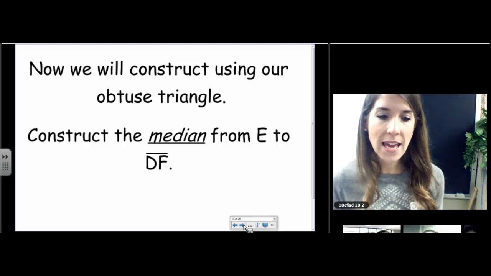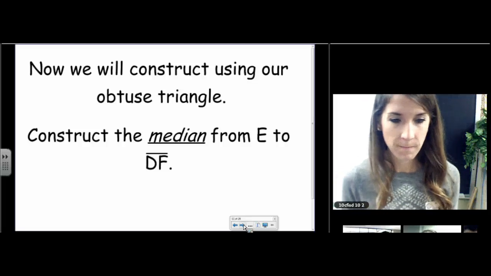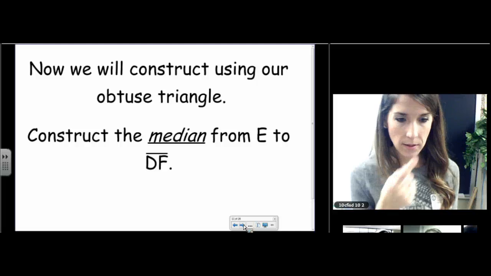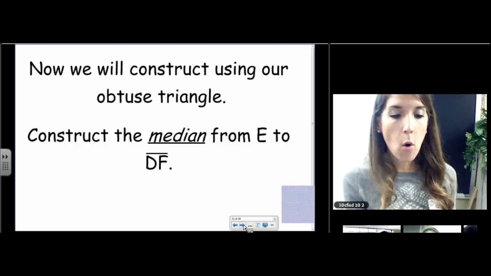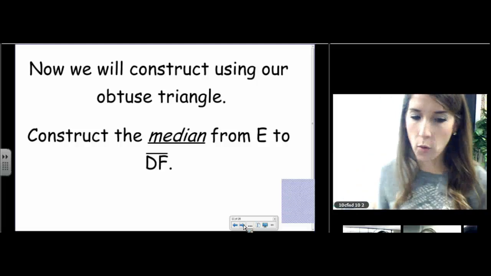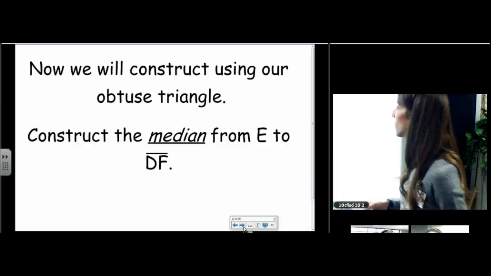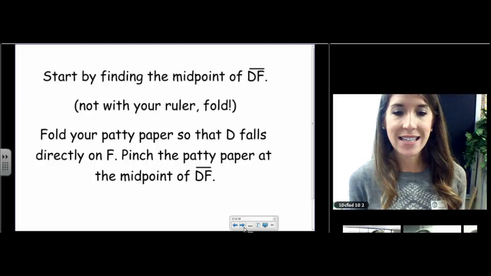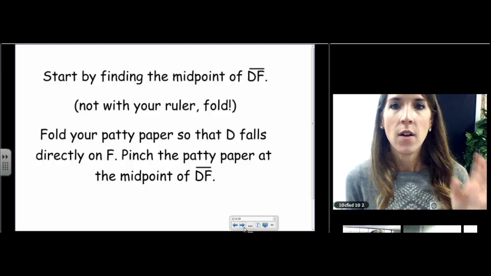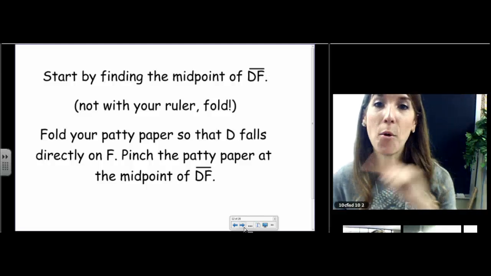No, we're not going to make EF touch DE. That was for angle bisector. That's what we would do. We would make the segments touch. There you go. Have point D touch point F. Very good. Fold your patty paper so that D falls directly on F. We're not making the segment fall on the segment. We're making the point fall on the point.